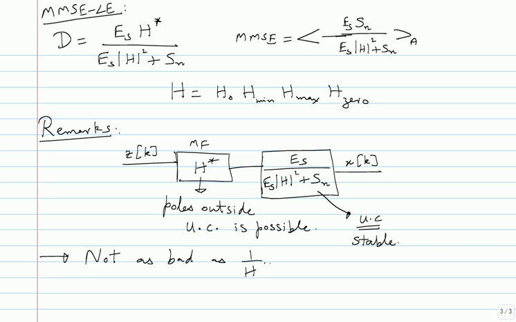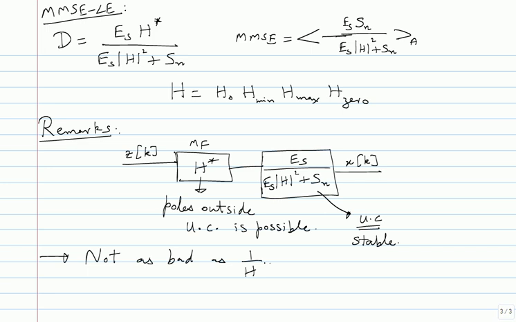Okay, so 1 by H becomes really bad. This is okay. This can be done. See, for instance, 1 by H cannot be done if you have zeros outside the unit circle. So here, zeros outside the unit circle won't trouble you too much. Okay, so things like that are okay here.